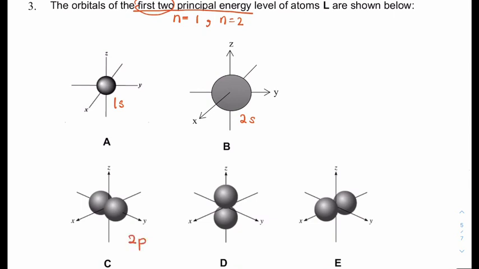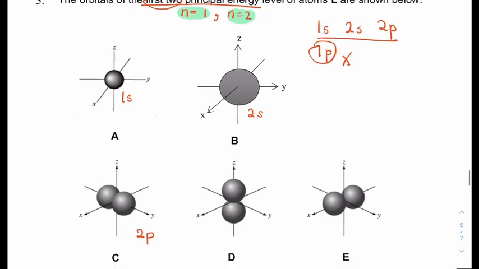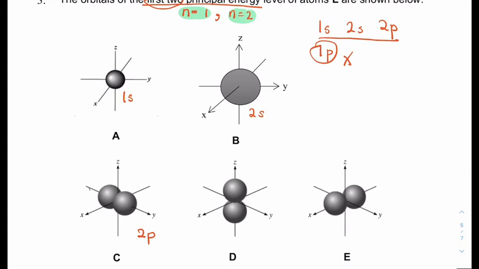Sebab apa? dia bagi tahu n equal to 2. N equal to 1 tak ada P ya. And dia cuma ada 1S, lepas 1S jadi 2S, lepas tu 2P. Dia tak ada 1P. Okay. So yang ni follow outbound. Okay. So now di sini will be untuk C 2P apa? Tengok this one will be aligned to Y. So 2PY. And this one 2P align with Z, 2PZ, and this one will be 2PX.